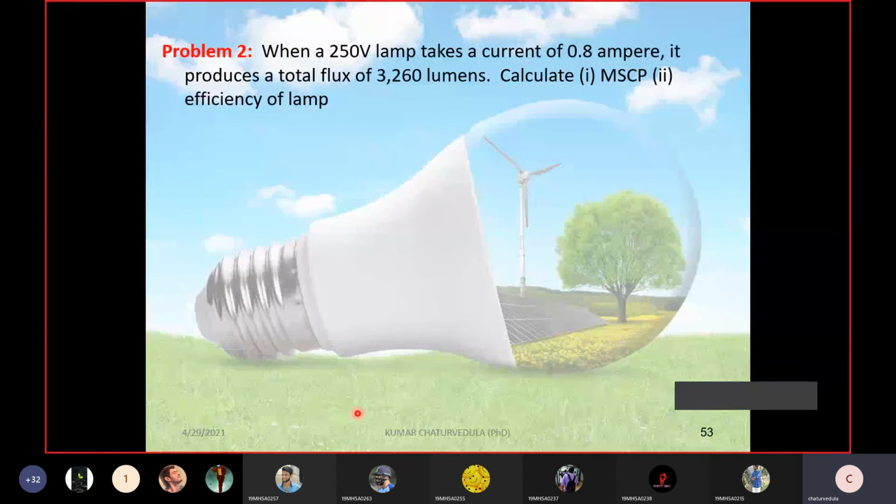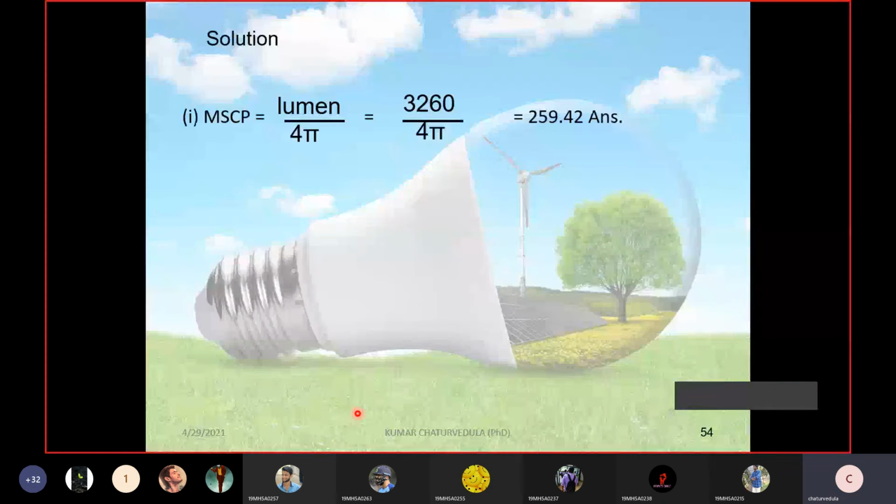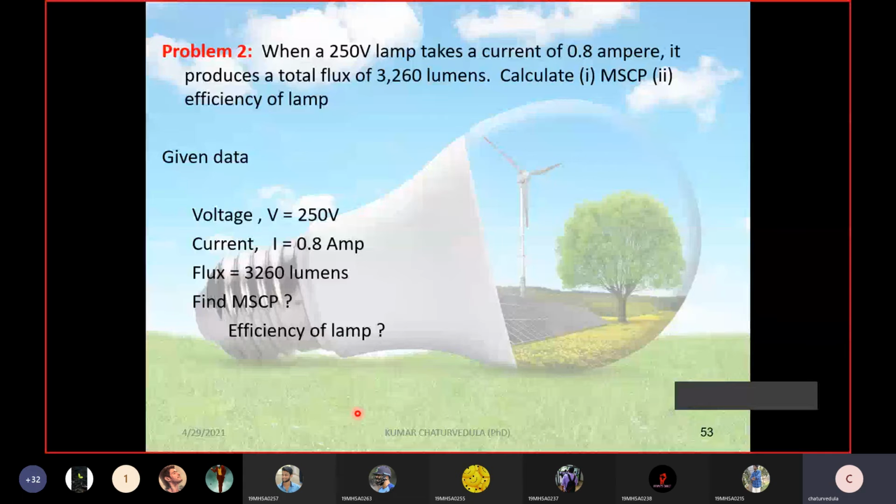Wattage you can obtain from voltage and current. So you can easily calculate the efficiency. Voltage is given, current is given, flux is given. Find MSCP and efficiency of the lamp. So MSCP is equal to total lumen by 4 pi. This is MSCP, not MHSCP. If it is MHSCP, then it is total lumen by 2 pi. Since it is only spherical candle power, total lumen divided by 4 pi.